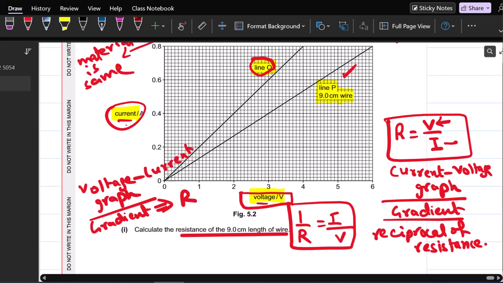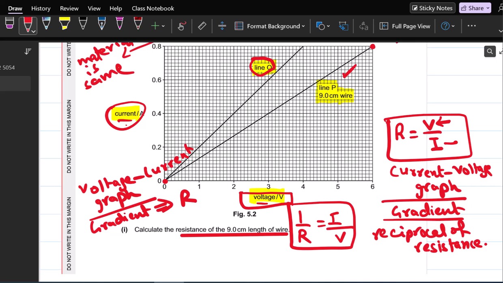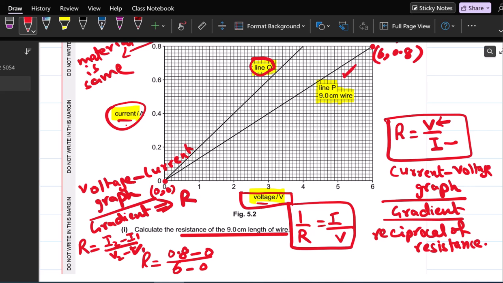So I take one point this and other point is this. So here I am having 6 comma 0.8 and here I am having origin, that is 0 0. So what I do, R is equal to 0.8, this is the current, minus 0 divided by 6 minus 0. So here I am doing what? Basically I2 minus I1 over V2 minus V1. Sorry, this is going to be 1 over R, reciprocal of resistance.